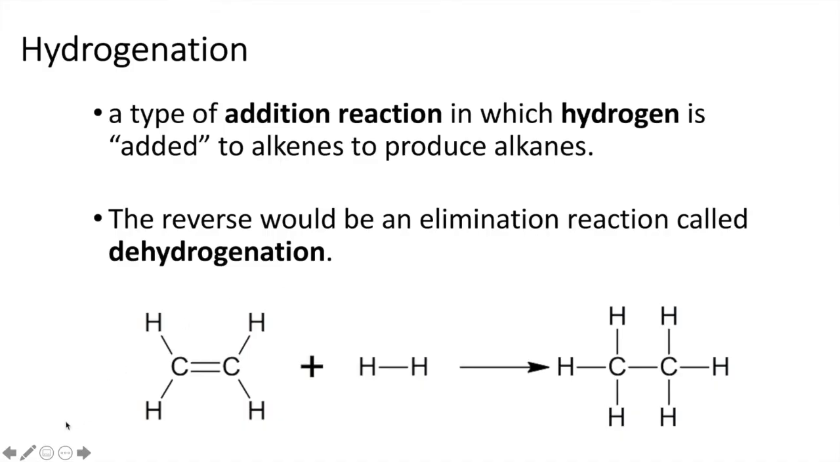Okay, so the first one that I want to talk about is hydrogenation. Hydrogenation is when hydrogen is added to alkenes to produce alkanes. The reverse reaction of this would be called dehydrogenation, and I mention this because that's an important reaction as well. But basically, this is a very simple one. You have a carbon-carbon double bond. You add hydrogen. Remember, hydrogen is diatomic, so you're going to have 2 hydrogen atoms. And those 2 hydrogen atoms attack at the pi bond, and they form this alkane.